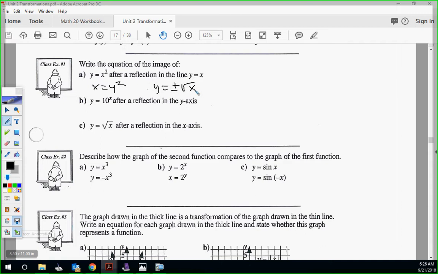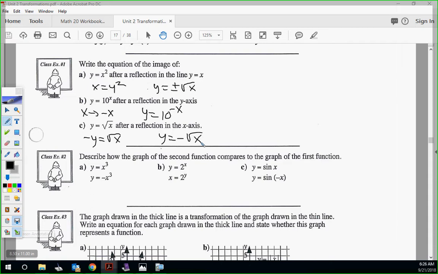y equals 10 to the x after the reflection of the y-axis. So we know with the reflection of the y-axis, we change our x to negative. So that just means it's going to be y equals 10 to the negative x. And y equals root x after reflection in the x-axis. So that means that we're making our y negative. And so then we just essentially are going to flip the sign over to get y by itself. So y equals negative root x. Okay? This is all stuff just building off our movements of reflections from last time.